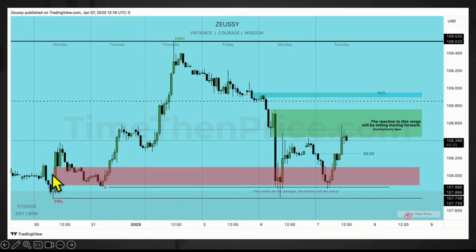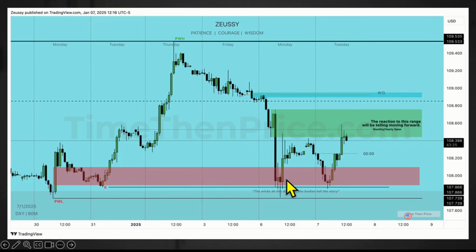Notice, however, that the bodies kept on closing inside of this BC's price range. The reason why this is significant is because the wicks do the damage, but the bodies tell the story. Therefore, moving forward, I was monitoring this very specific price range from low to high. Notice that this low to high was a retracement leg during this sell side of the curve.